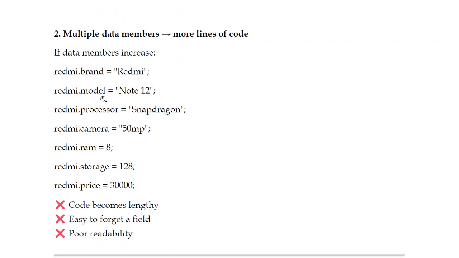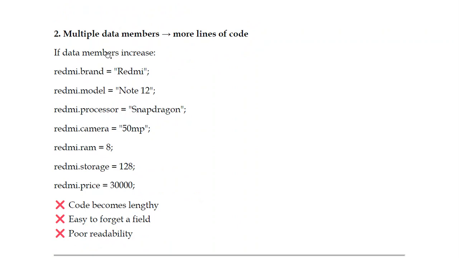Here, brand, model, processor, camera, storage, price. Even if I'm getting 100 fields, you'll initialize the data members like this: object reference variable dot company, Redmi dot. I can give a discount, so I can give this. So automatically code size will be increased. Am I right? Code becomes lengthy. Next, it's easy to forget a field.